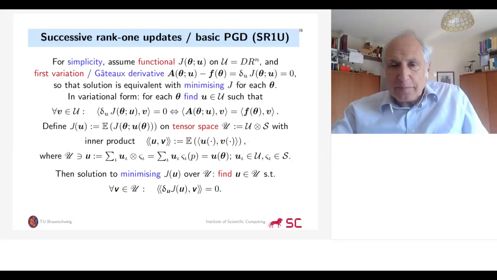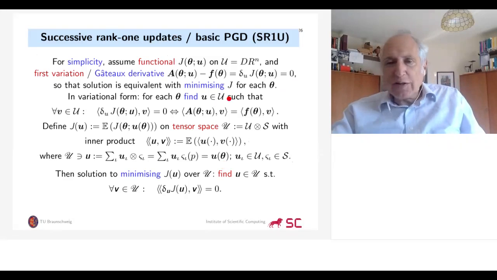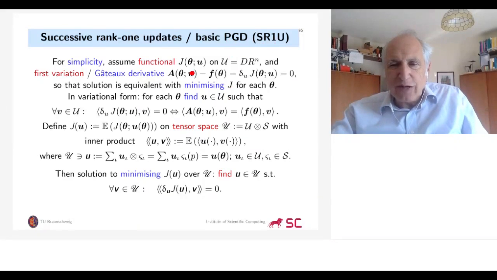Good. The next one we want to talk about is PGD. It's called proper generalized decomposition, and this is successive rank 1 updates. There are 2 names for this here. Assume my governing equation comes from minimizing a functional. Okay, so this is just the derivative of this functional being 0. Okay, then solving this is equivalent to minimizing this. Okay, and in variational form, this looks like this. This is 0 exactly when this holds.